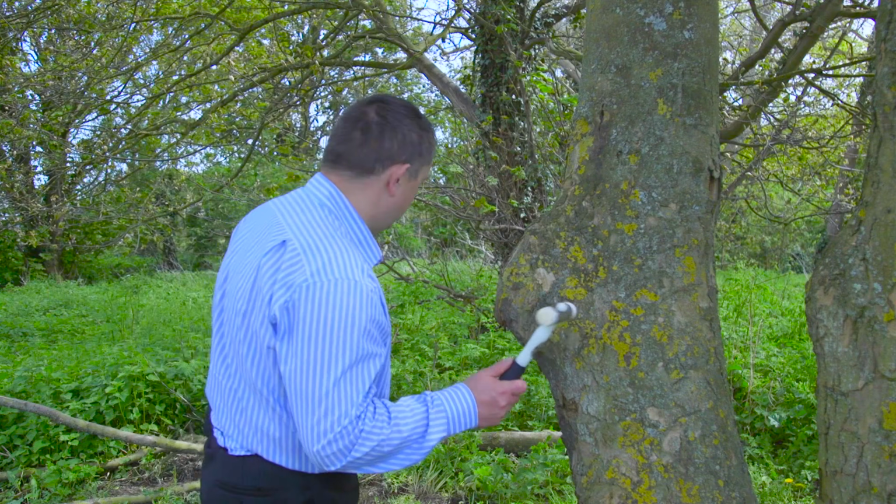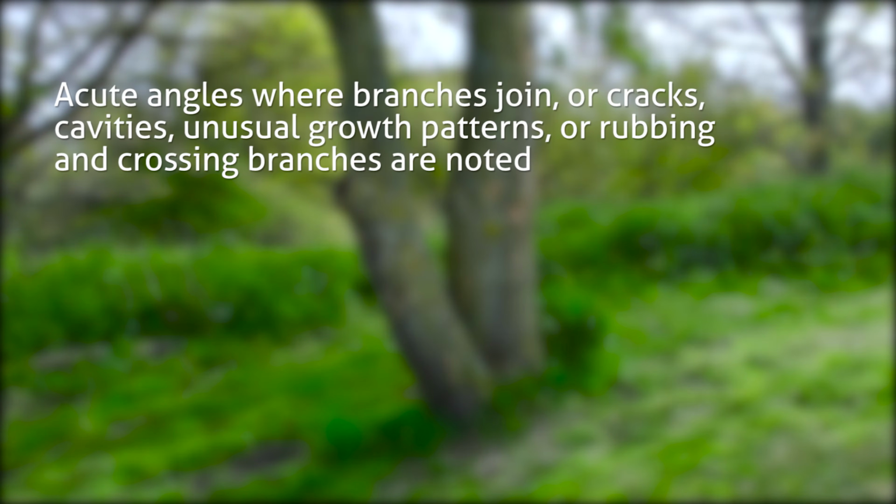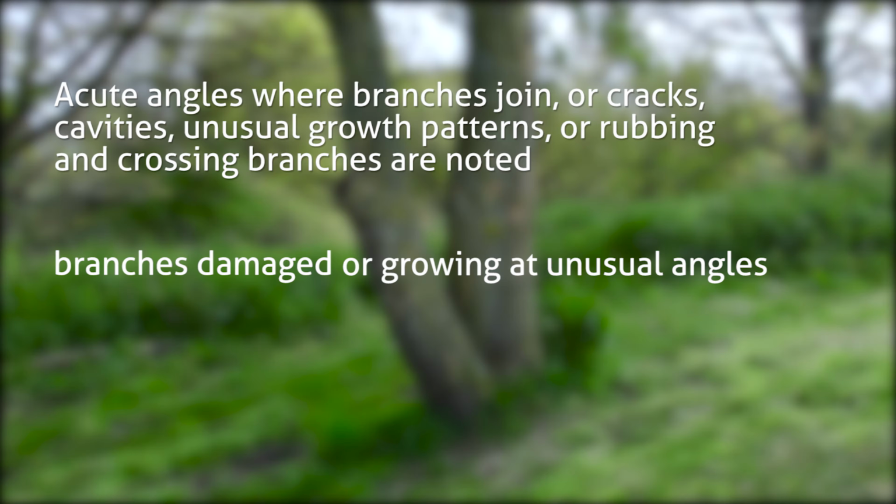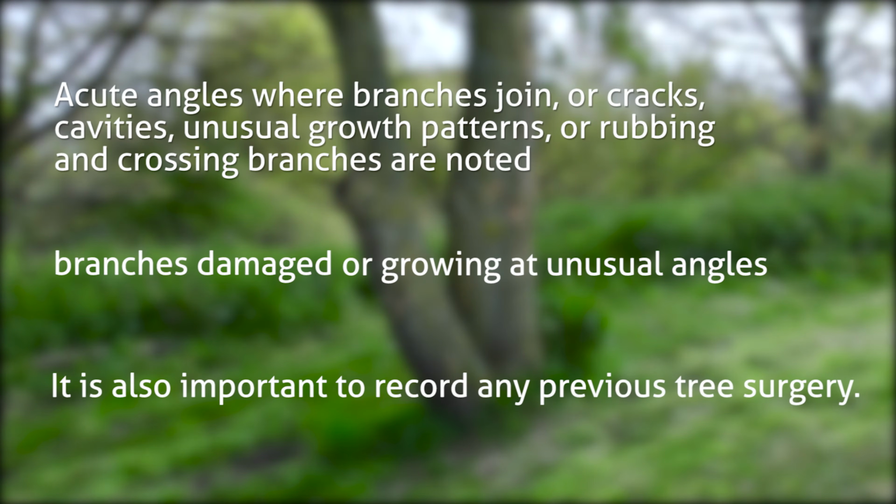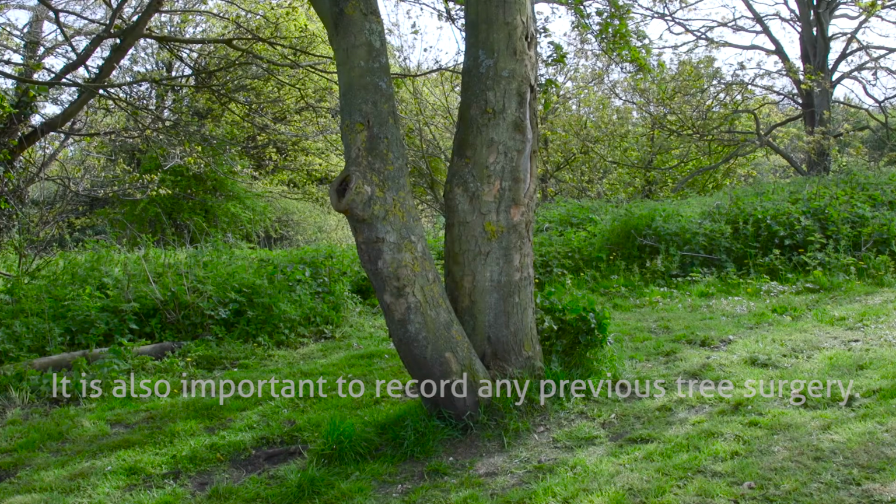The main branches are inspected where they join the main stem or stems. Acute angles where branches join, or cracks, cavities, unusual growth patterns or rubbing and crossing branches are noted, as well as branches damaged or growing at unusual angles. It is also important to record any previous tree surgery. Bracing or supports in trees should be recorded.